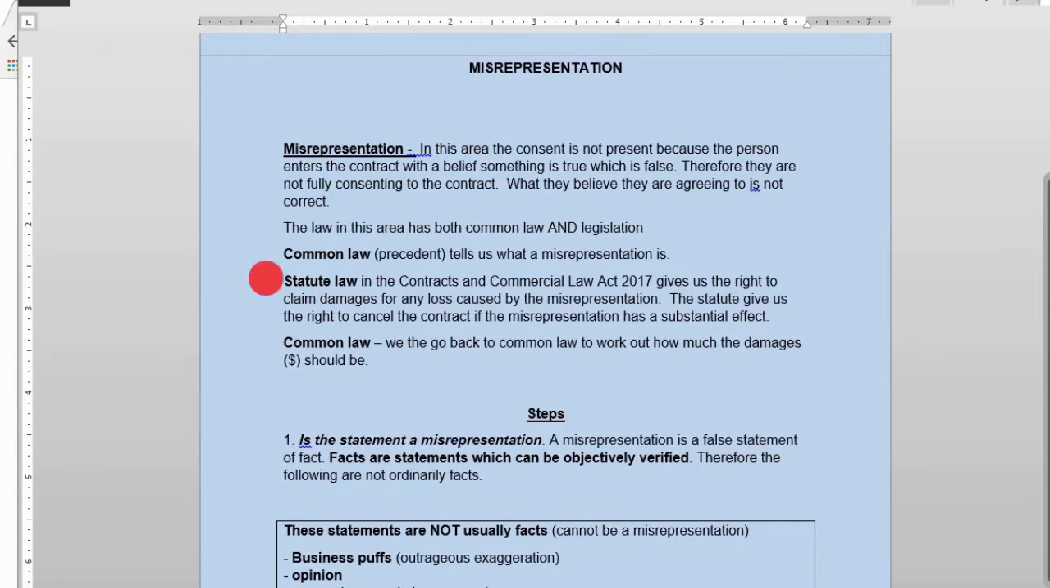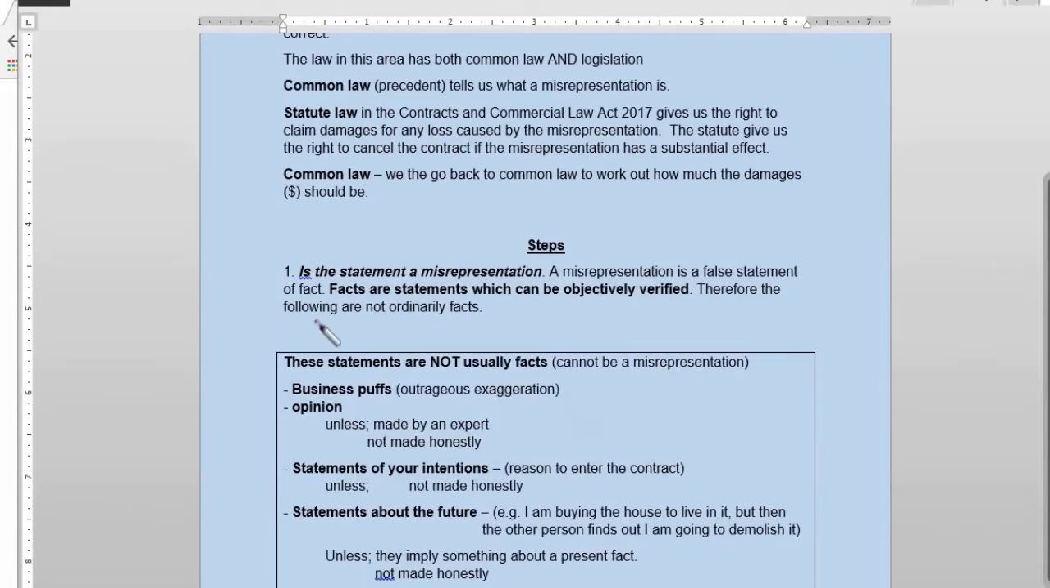Once we have a misrepresentation, we go to the Contract and Commercial Law Act, and it gives us our rights to remedies. These are damages for any costs or losses caused by the statement, and it might give us the right to cancel, so we can get out of the contract if it has a substantial effect, or as we'll see, we agreed it essential. What it doesn't tell us is how much we get paid, and for that we go back to the common law, and we'll cover that when we look at the area of remedies.